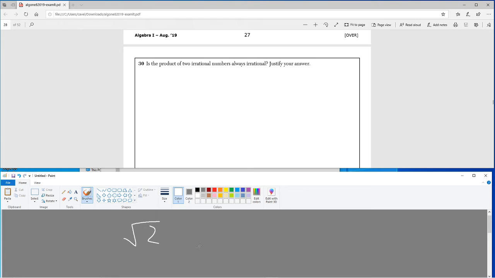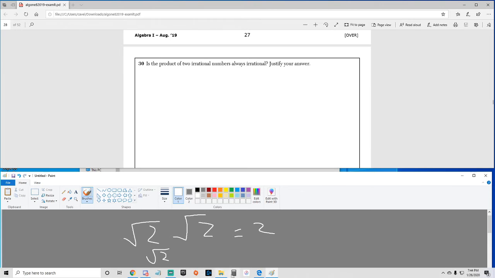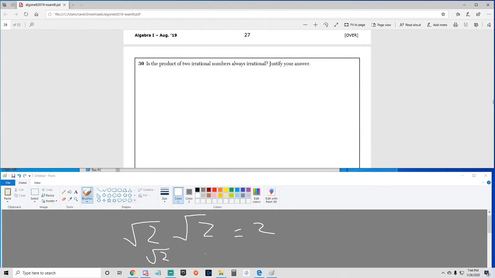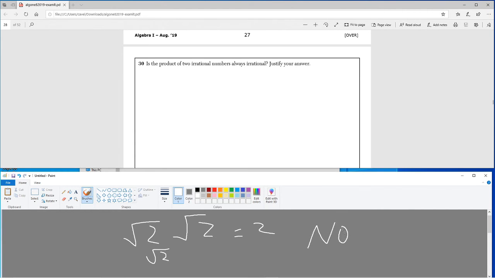Square root of 2, right? If I multiply it with square root of 2, what do I get? I get 2. If we look at the calculator, 2 to the is some weird, long, irrational answer, right? But see, when we have square root of 2 times square root of 2, we get 2. So the answer is no.